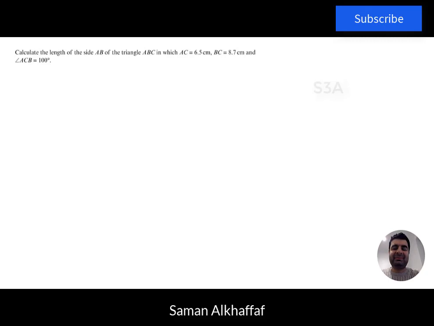In this example, we are asked to calculate the length of the side AB of the triangle ABC, in which AC is 6.5 centimeters and BC is 8.7 centimeters, and the angle ACB is 100 degrees. So since we are given the angle of 100 degrees, that's how the angle of 100 degrees would look like in this scenario, and we're asked to find the length of AB.